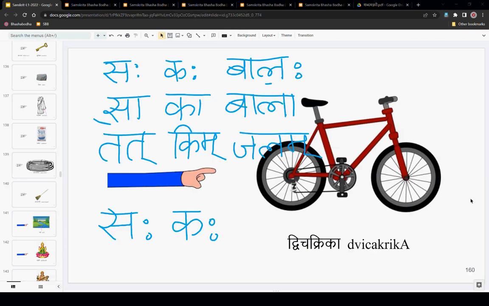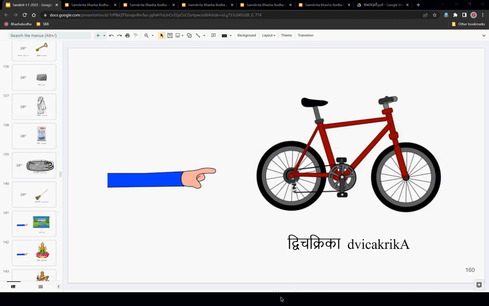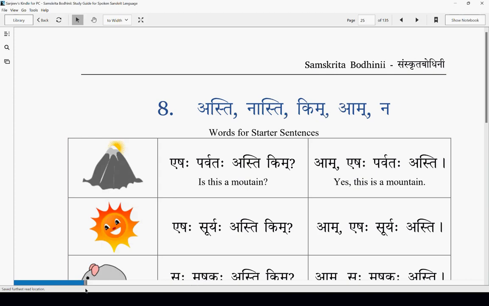I have Sanskritam Bodhini. I don't know which page. Which page now, like this? Yeah, we'll come to that. Sanskrit Bodhini is here.